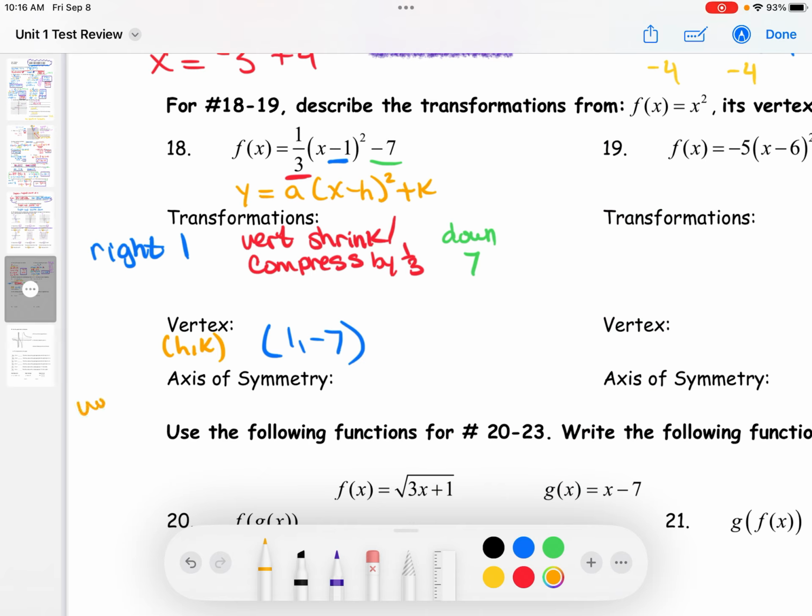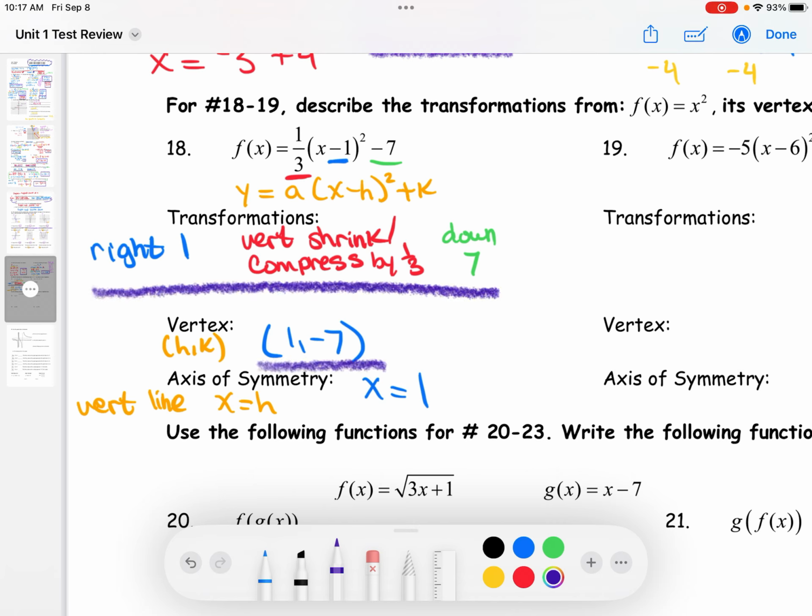The axis of symmetry is a vertical line, so its equation is x equals a number. That number, to be more specific here, has to be the x coordinate of the vertex for that axis to go through the vertex. So our axis of symmetry here is x equals 1. Here's our transformations, our vertex, our axis of symmetry.